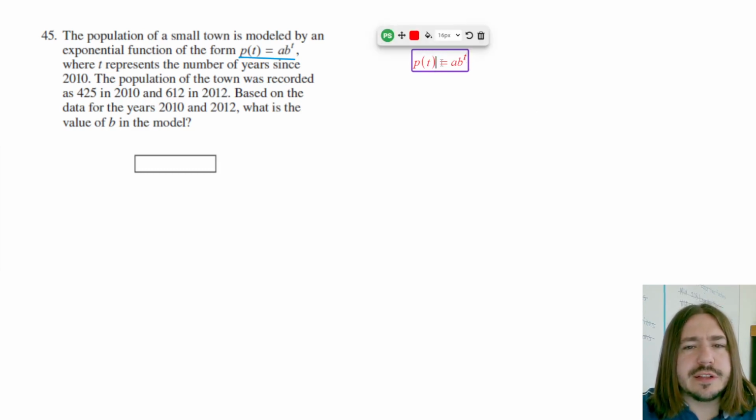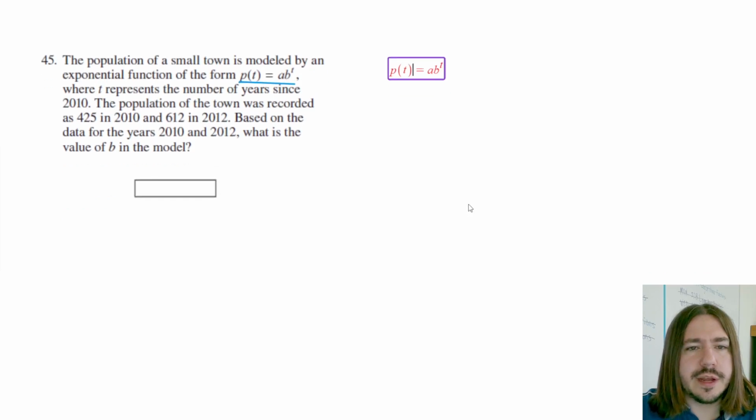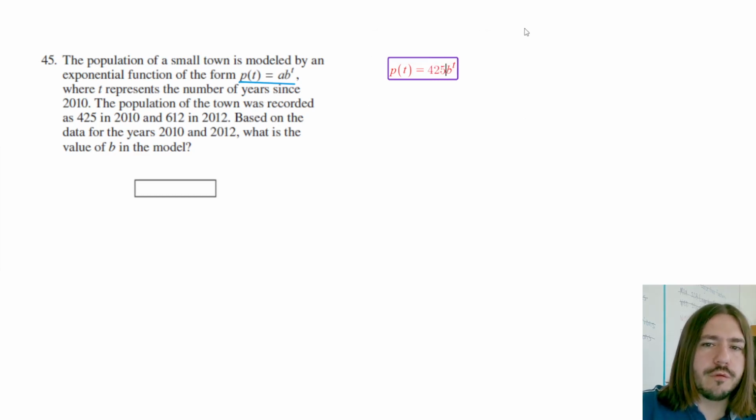Where t represents the number of years since 2010, scroll back down, the population of the town was recorded as 425 in 2010 and 612 in 2012. Based on the data for the years, what is the value of b in this model? Okay, so basically the a is going to be our initial value, and since it's years since 2010, we can put 425 in there.